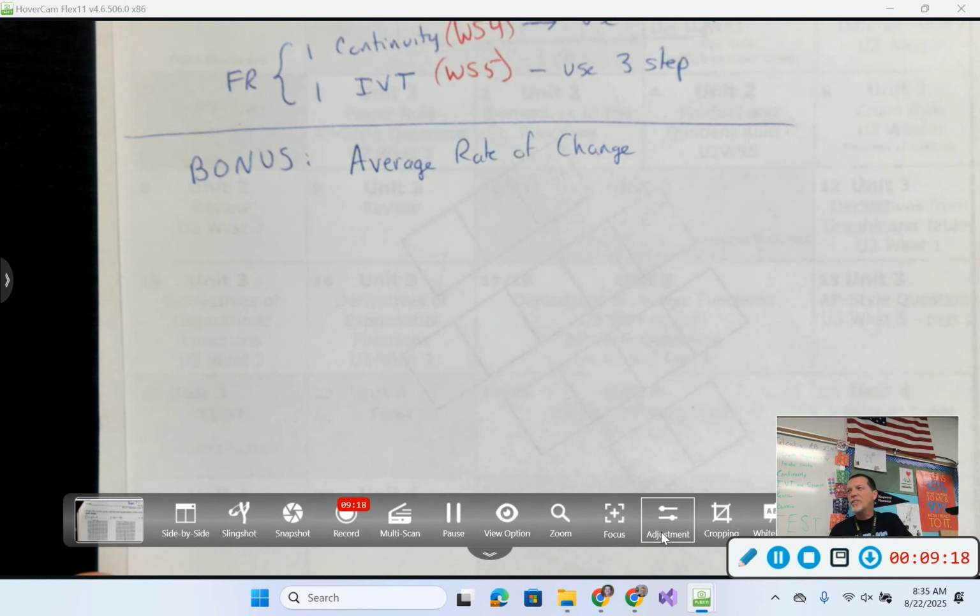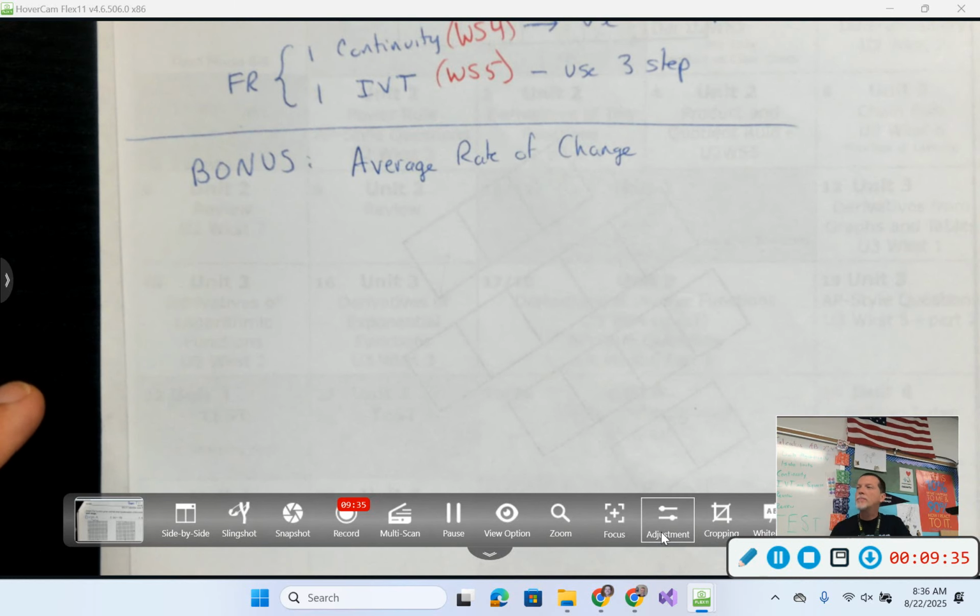Remember what the average rate of change is? It's what we used to call slope, but now that we're all fancy calculus students, we call it average rate of change. But yeah, it's the slope formula. y2 minus y1 over x2 minus x1.